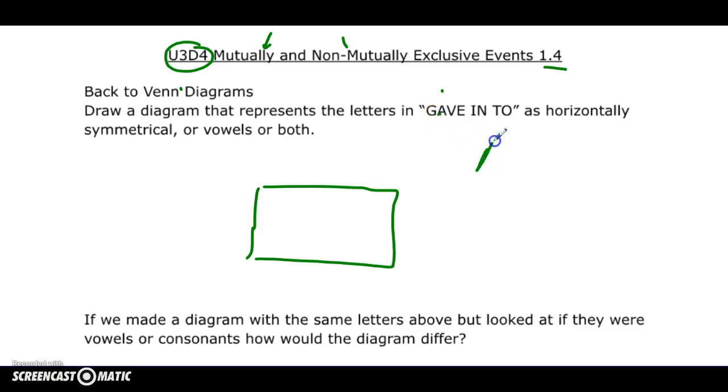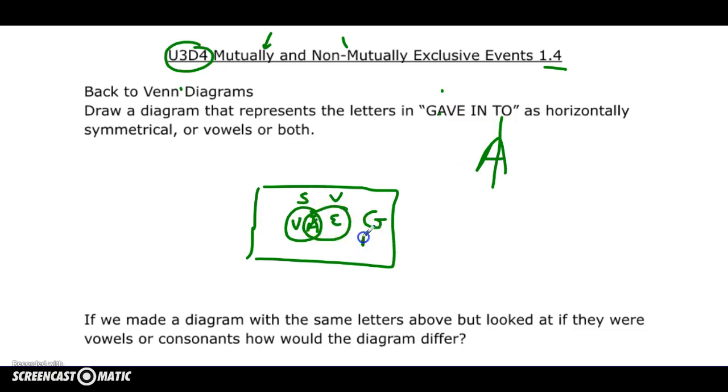So if a letter, look at A for example, if I drew a line through A and flopped it over, it would be symmetrical. So what I want to do is let's talk about symmetrical and vowels and both. So G is neither, so we're out here. A is both, it's a vowel. V is not a vowel, but it's symmetrical, so that's going to go here. E is a vowel but not symmetrical, so that will go there. I is both, so I'm going to jam that in there.